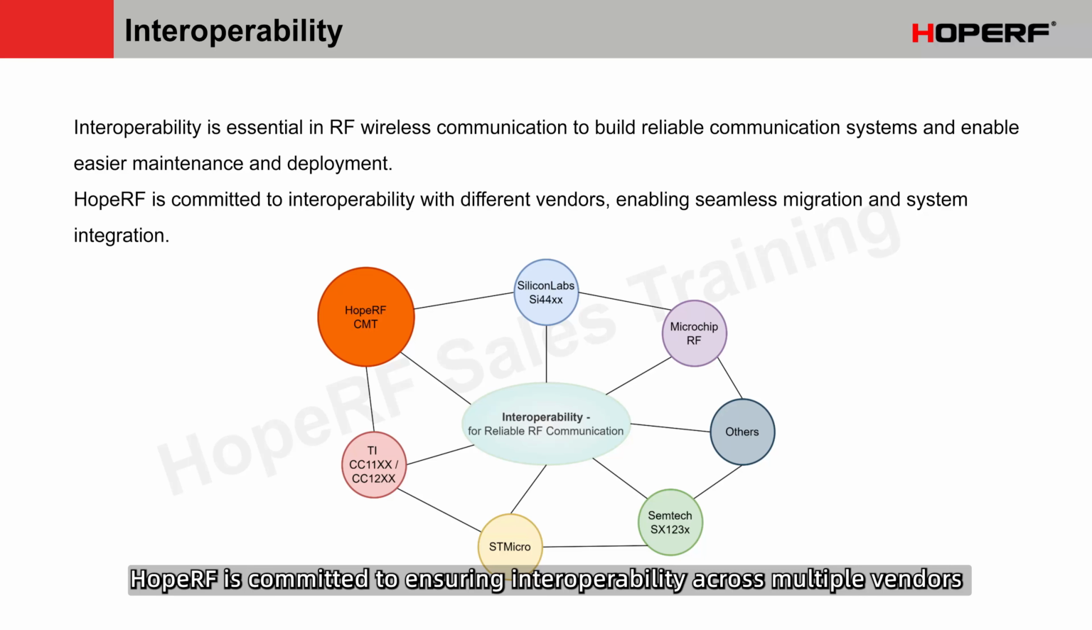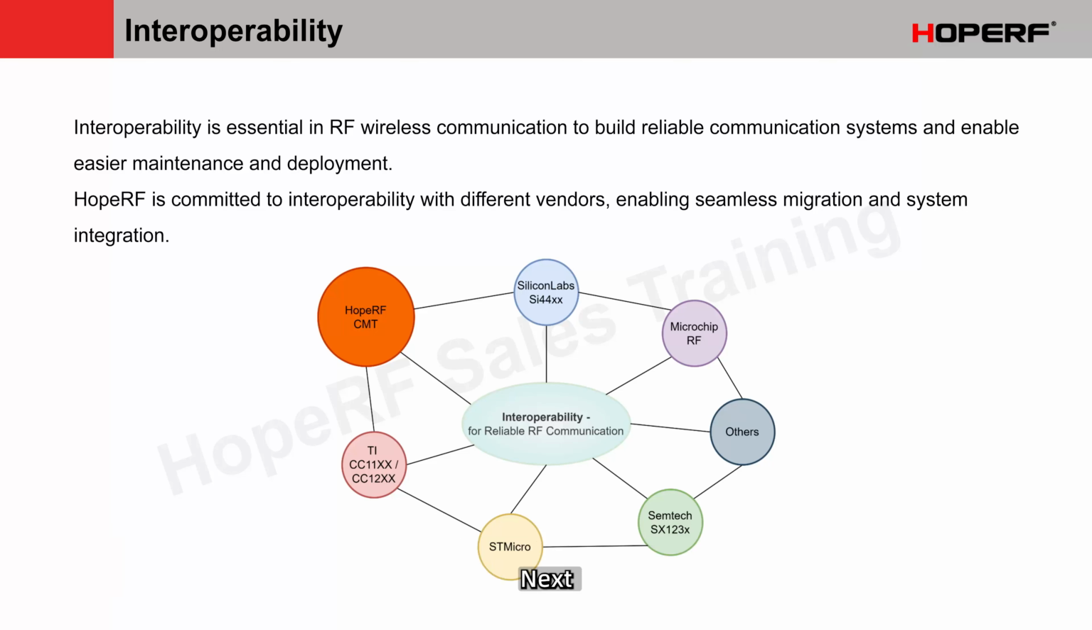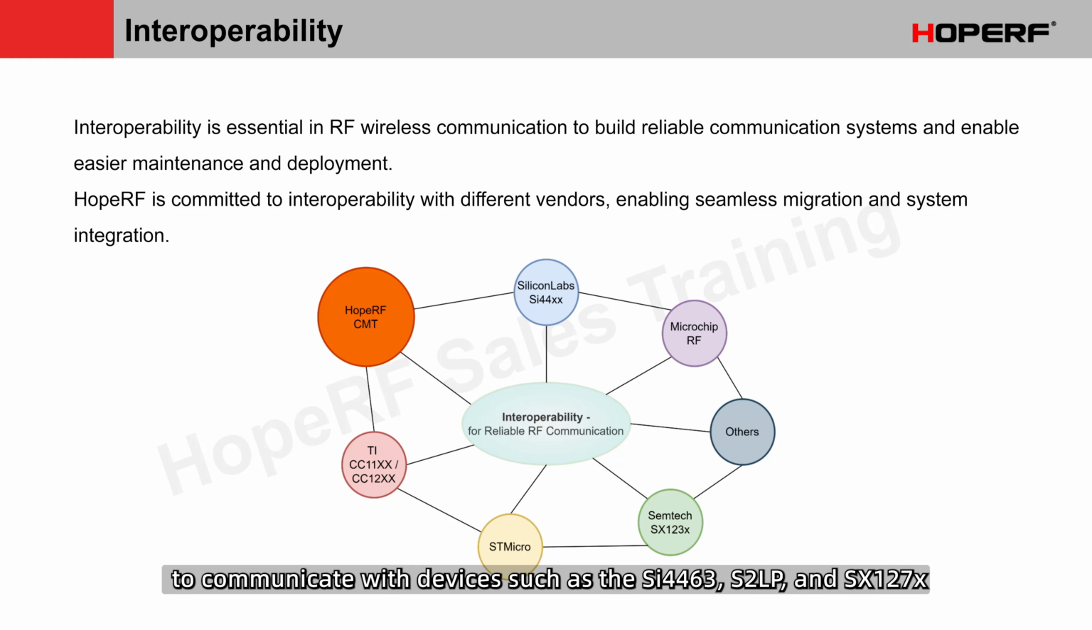Hoperf is committed to ensuring interoperability across multiple vendors, enabling seamless migration and system-level integration. In addition, we provide complete development tools and example code to demonstrate how interoperability can be achieved with other devices in practical applications. Next, we will demonstrate how to use the CMT2310A EVB to communicate with devices such as the SI463, S2LP, and SX127X.